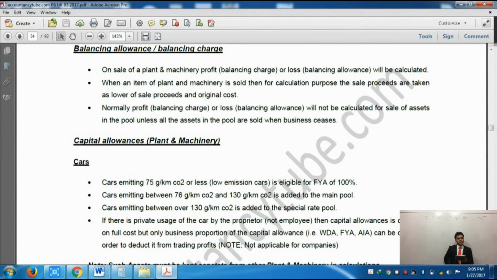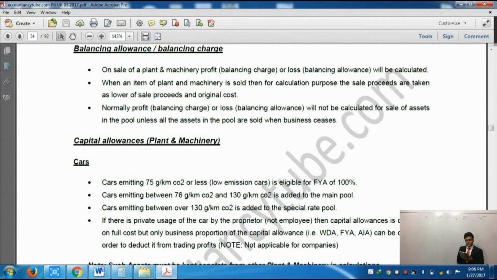Balancing charge is simply a profit. When you sell an asset and you made a profit, it will be chargeable to tax. That's why it is called a balancing charge. Whereas the other thing is balancing allowance. Balancing allowance will be given when you incur a loss, so that will be deducted out of your profit, so you will pay less tax.